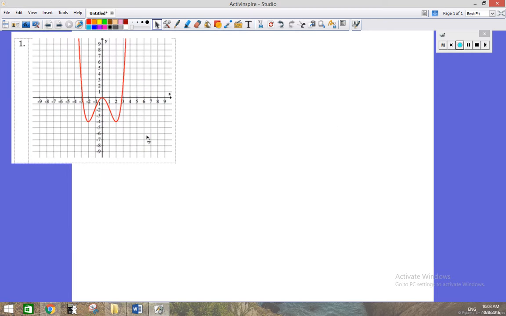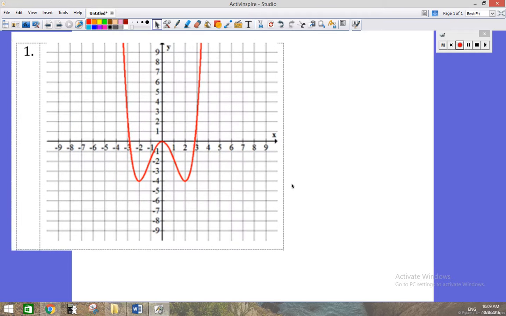A function is increasing if as x increases, y also increases. A function is decreasing if as x increases, y is decreasing. And a function is constant if as x increases, y remains constant. So let's take a look and see where we can determine where this function is increasing. We describe the location of where it's increasing using x-coordinates and writing that in interval notation.